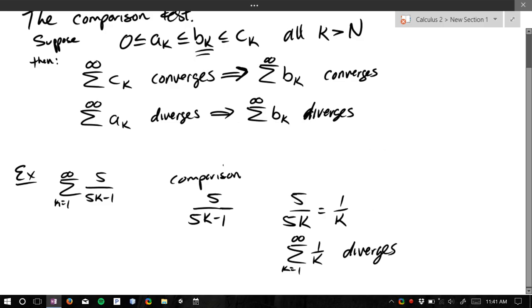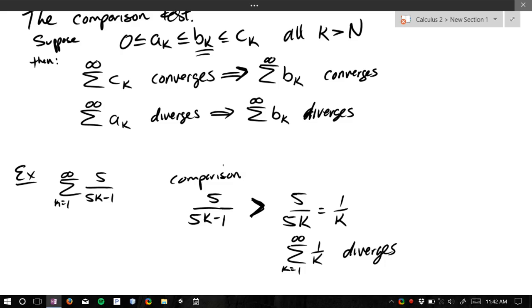This is only going to be good if that inequality is true, the one I just wrote down. If 5 over 5k is less than 5 over 5k minus 1. So if that inequality I just wrote down is true, we got our little series diverges, so our big one has to diverge.